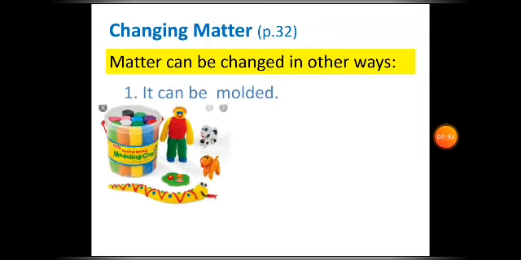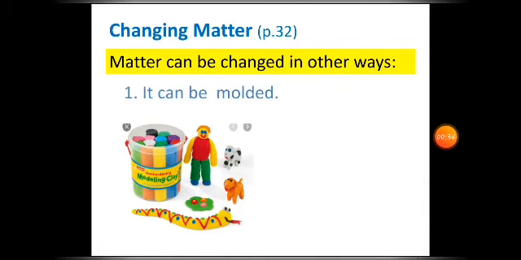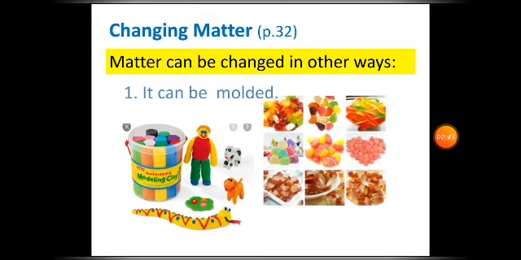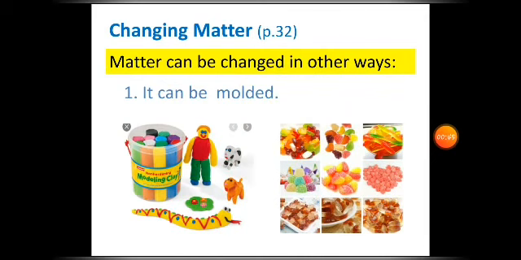Let's take, for example, the clay. So we can mold it in different sizes or even in different shapes. Another is a gum. So you can also mold it in the way you want. Is it clear to everyone?